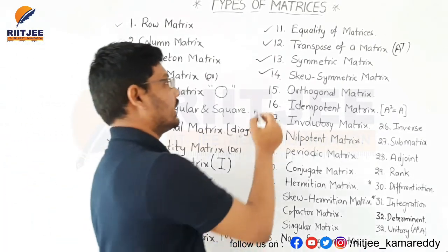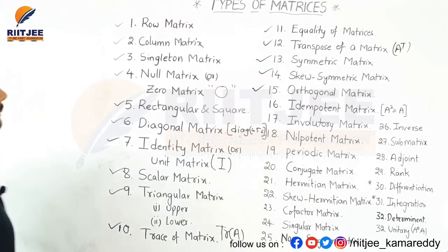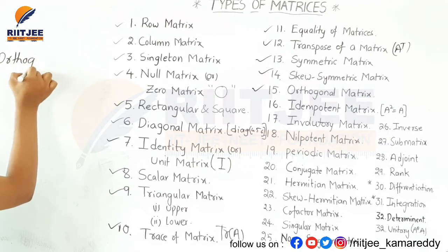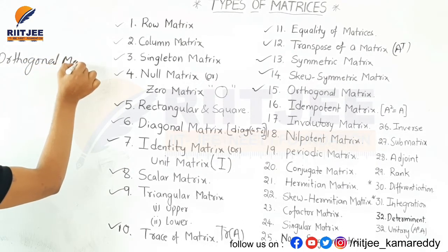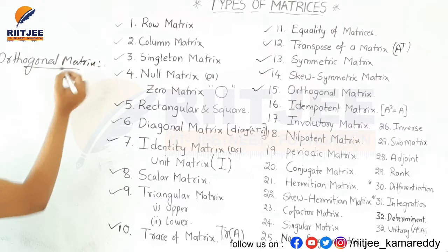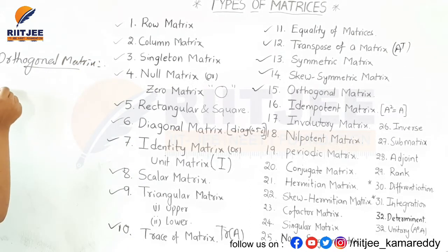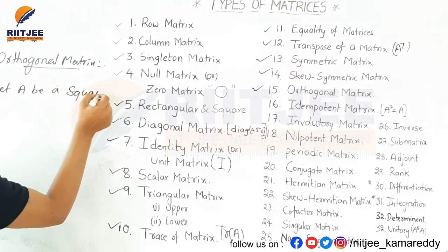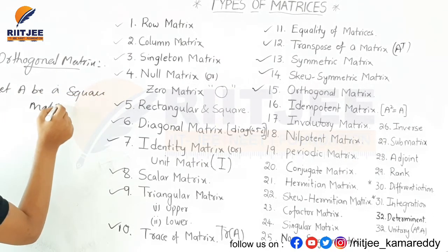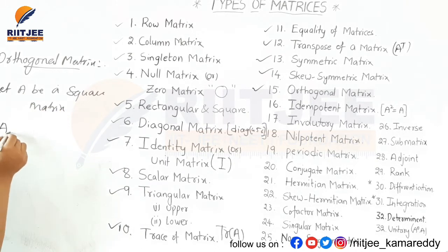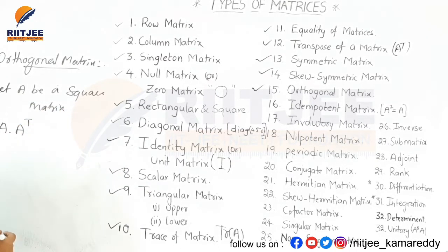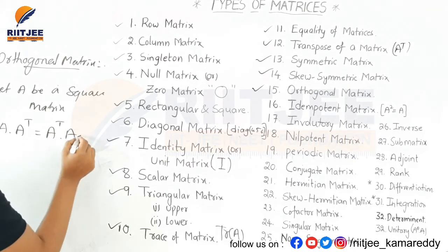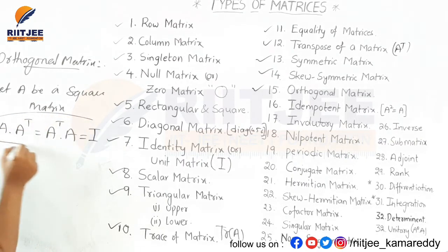And orthogonal matrix here. Orthogonal matrix is nothing but, let A be a square matrix, and A into A transpose as well as A transpose into A gives an identity matrix, then it is called orthogonal matrix.